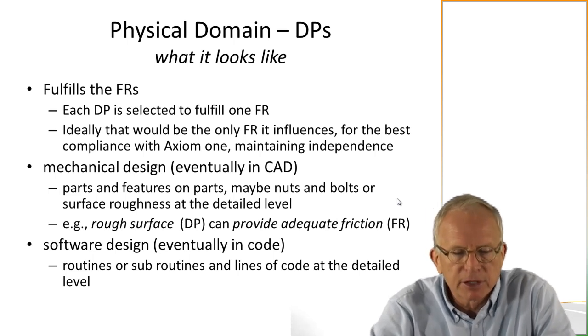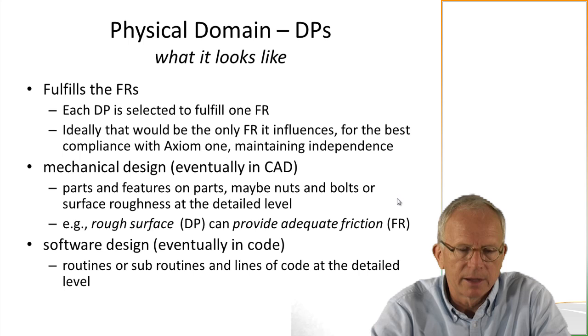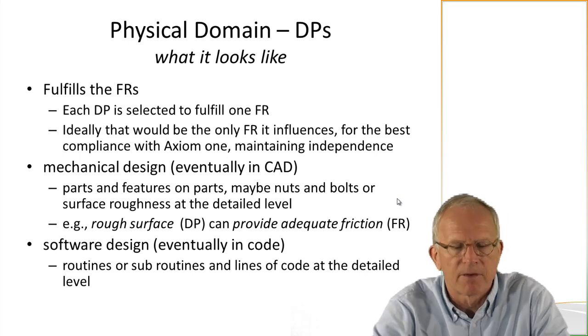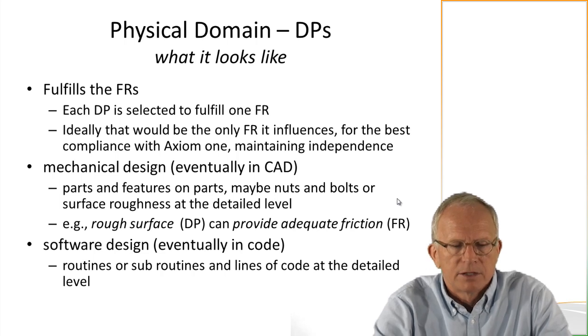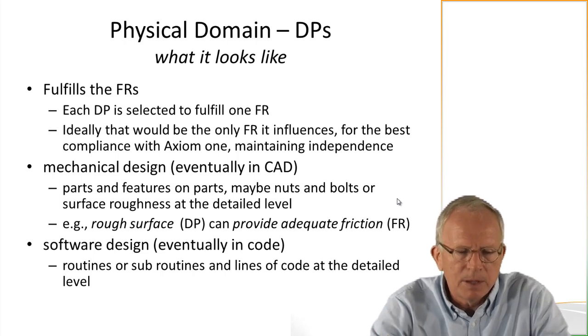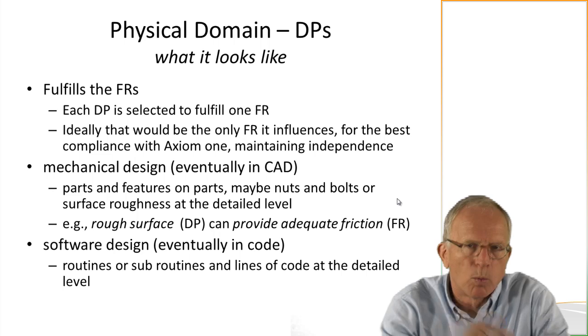All right, physical domain, DP, is what it looks like. Now these need to fulfill the FRs. So this is the next step on the value chain. So each DP should be selected to fulfill one FR.